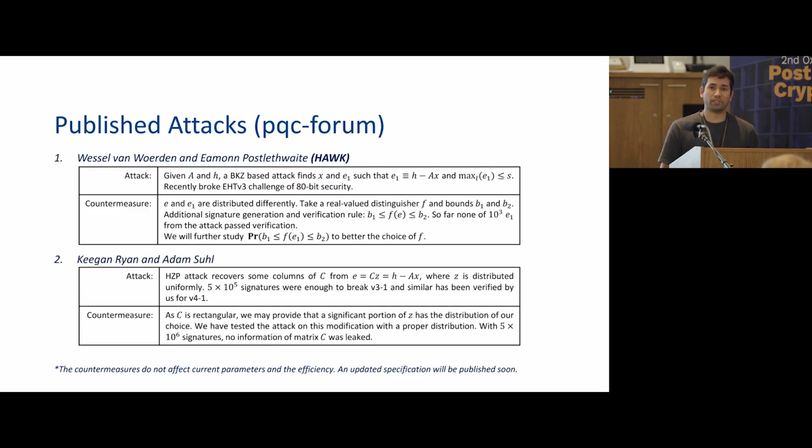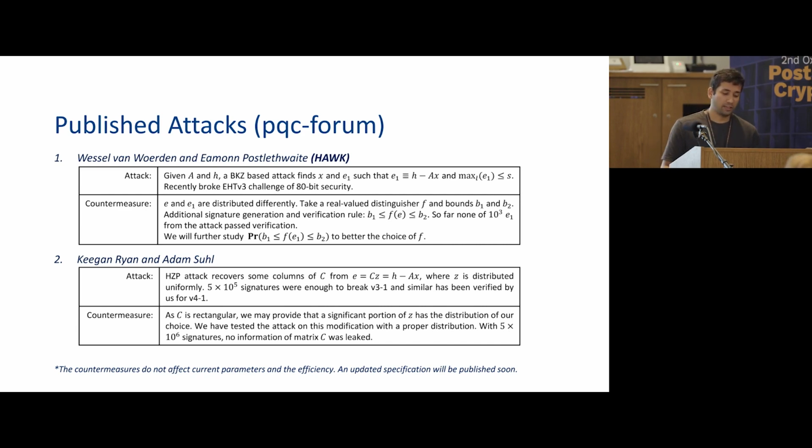So far there have been 2 published attacks from the forum, one by Wessel and Ehrman. Sorry, I'm very bad at pronouncing names. They're from Team Hawk. The attack is, given A and H, a BKZ-based attack finds X and E1 such that E1 is equal to H minus AX, and at least L entries of E1 are bounded by S in absolute value. They recently broke our challenge of 80-bit security.